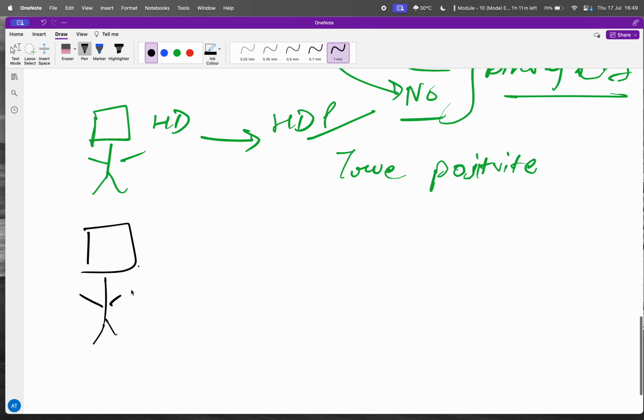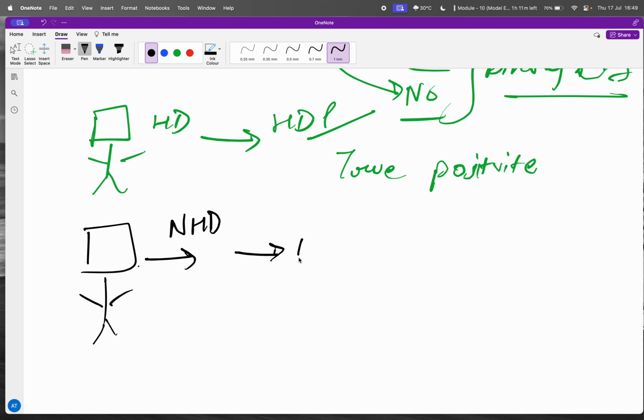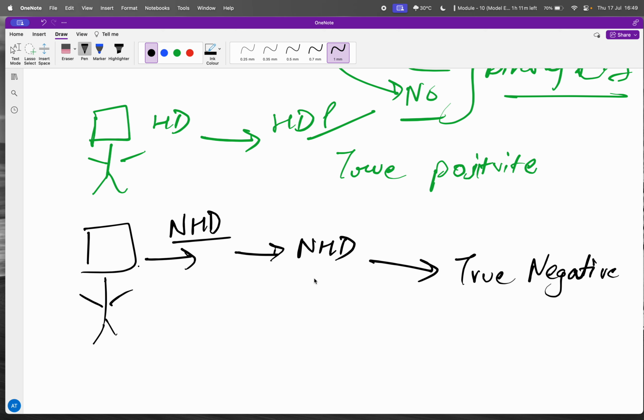Let's say this is a person. Whatever we are talking about, true negative, not heart disease, right? It was not heart disease and the model predicted it doesn't have heart disease, not a heart disease patient. Then we call it true negative. Like actually it was not a heart disease patient and it actually told it is not a heart disease patient, right? This is known as true negative.